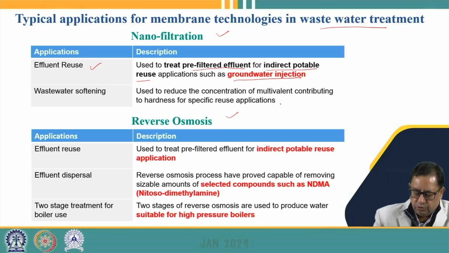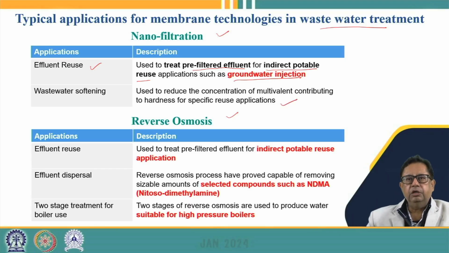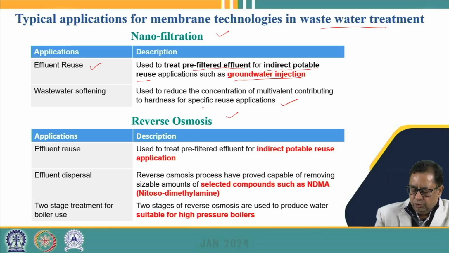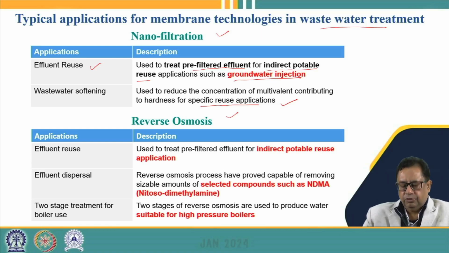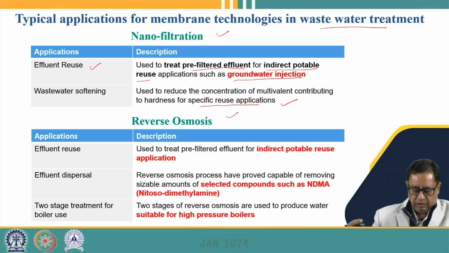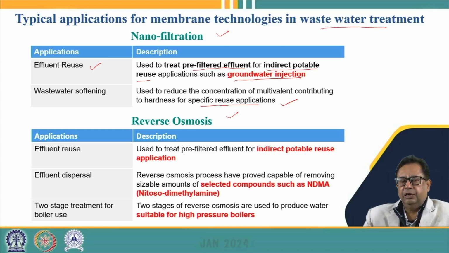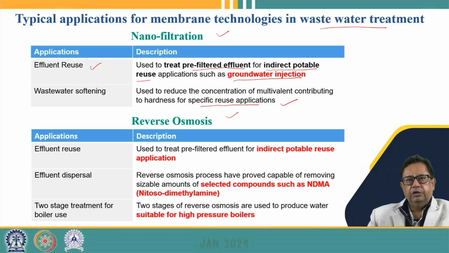Similarly, wastewater softening can also be done by using the nano-filtration process. So if we want a specific reuse of such type of wastewater, then we can go for the process of nano-filtration. Suppose we are going for application of such wastewater in irrigation purposes also, then it can be used at that point. Or if we are using it for certain industrial applications, we can go for nano-filtration of such type of pre-filtered wastewater.